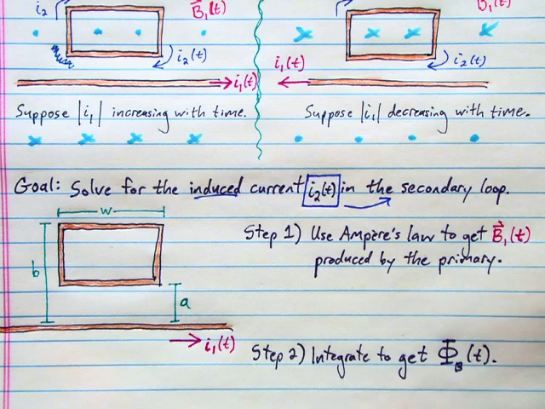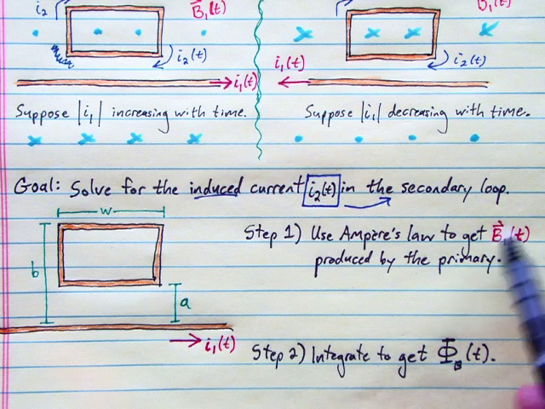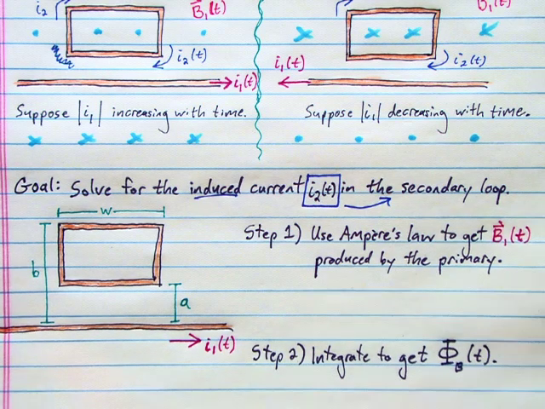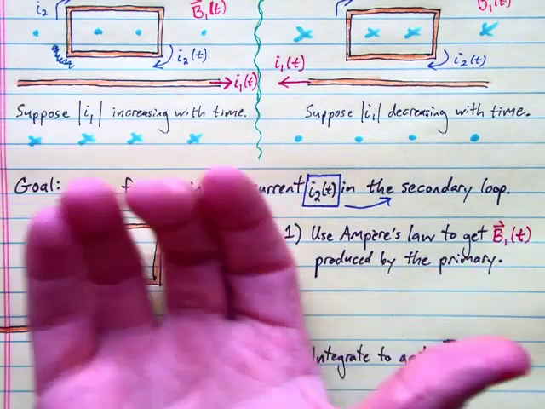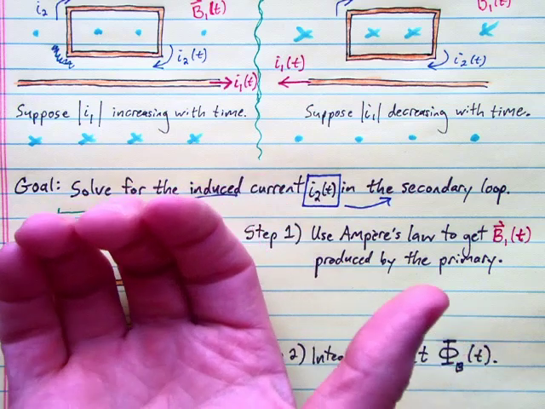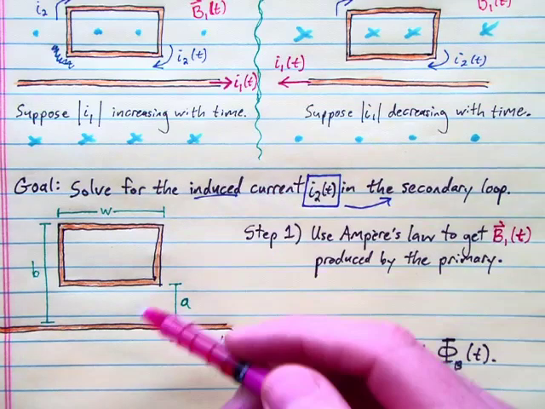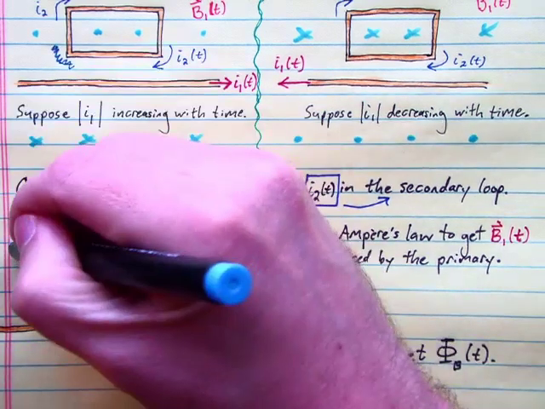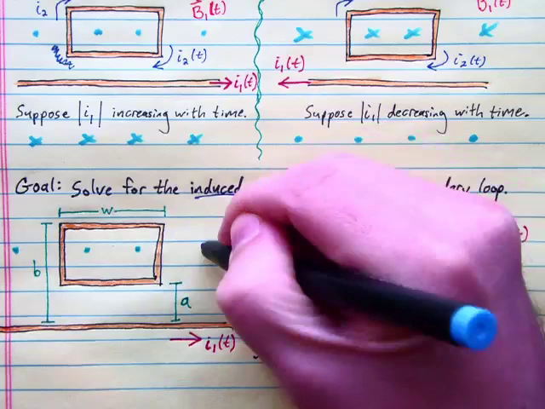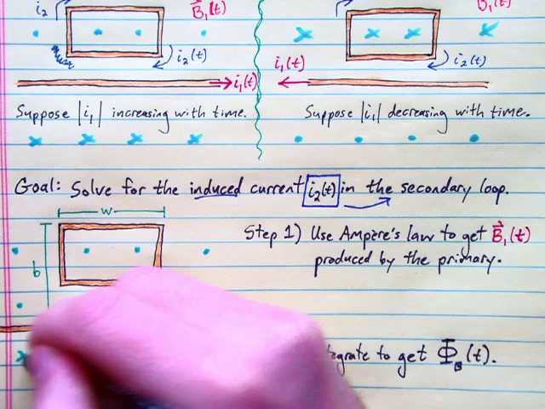Let's take this in a series of steps. Step 1, use Ampere's law to get the magnetic field B1 produced by the primary. So primary wire here, grab onto it, thumb in the direction of that current, B field points in the direction of your curling fingers. So we know we're going to get a B field out of the page, up here, and into the page below.